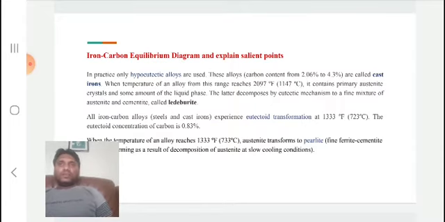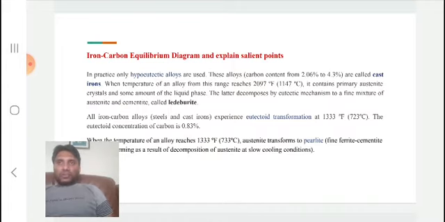These alloys with carbon content from 2.06 to 4.3% are called cast irons. When the temperature of any alloy from this range reaches 1140 degrees centigrade, it contains primary austenite crystals and some amount of the liquid phase. The latter decomposes by eutectic mechanism to a fine mixture of austenite and cementite called ledeburite.